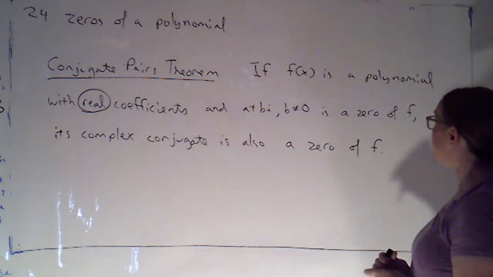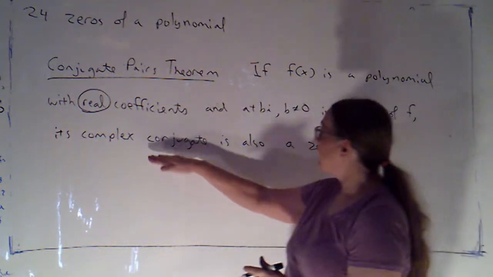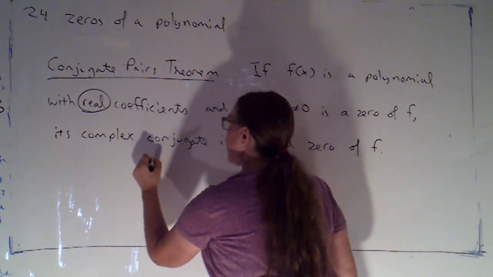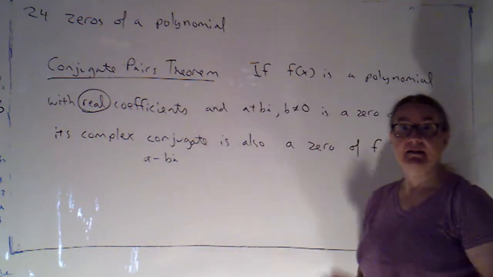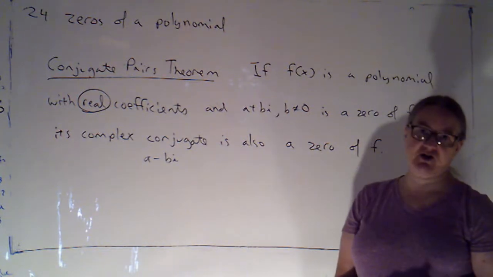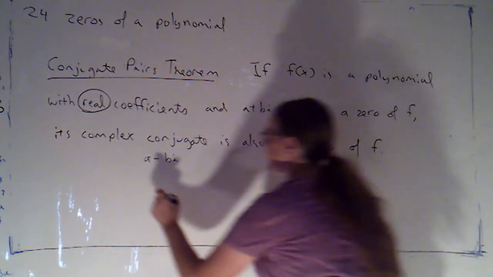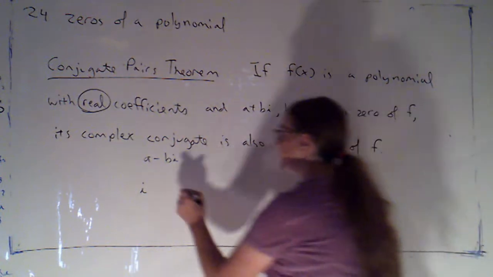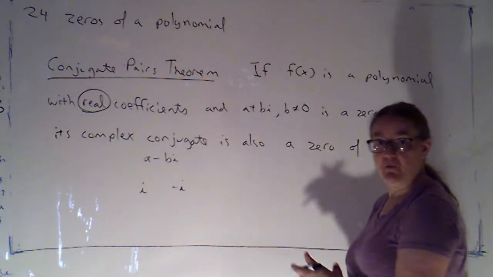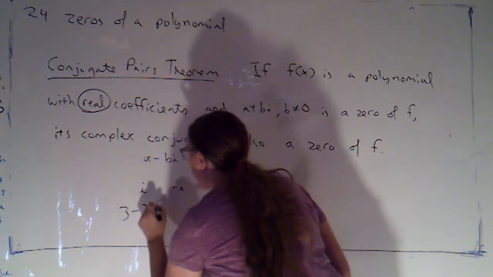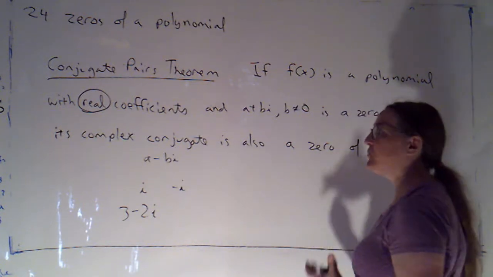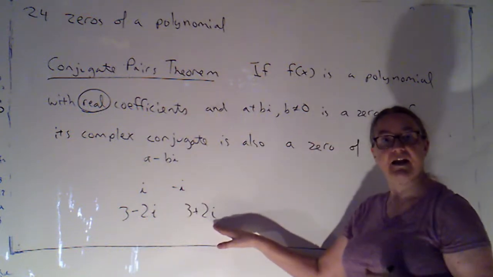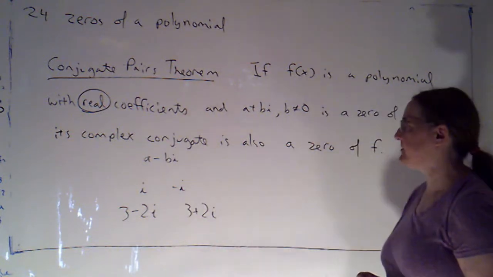So if I have a complex non-real 0 of f, then its complex conjugate is also a 0 of f. Remember, the conjugate would just be a minus bi. Same real part, opposite imaginary part. So, as a simple example, if i is a 0 of a polynomial that has real coefficients, negative i would also be a 0. If 3 minus 2i is a 0 of a polynomial with real coefficients, 3 plus 2i, just change the sign of the imaginary part, is also going to be a 0.